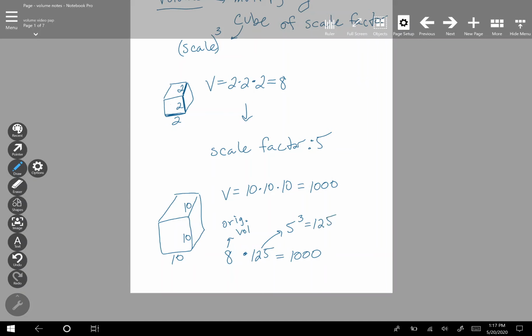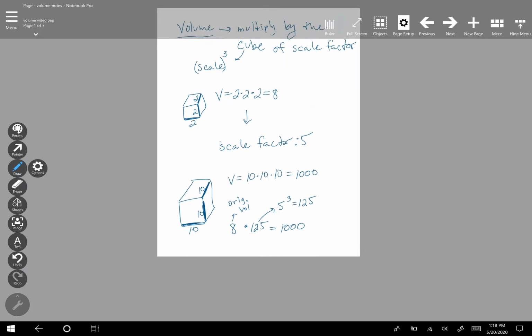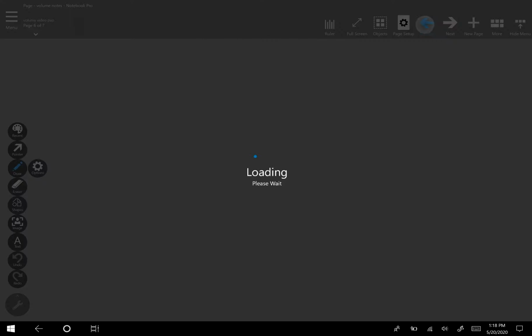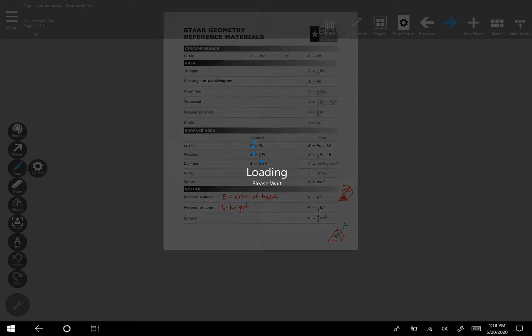Okay? And the reason why volume changes by the scale factor cubed is because you are increasing the measurements in 3 dimensions. So you're doing times 5 this way, times 5 this way, times 5 this way. So 5 times 5 times 5, that's 125. Okay? So this is kind of the concept that we've got going on for dimensional change. Okay? Perimeter.